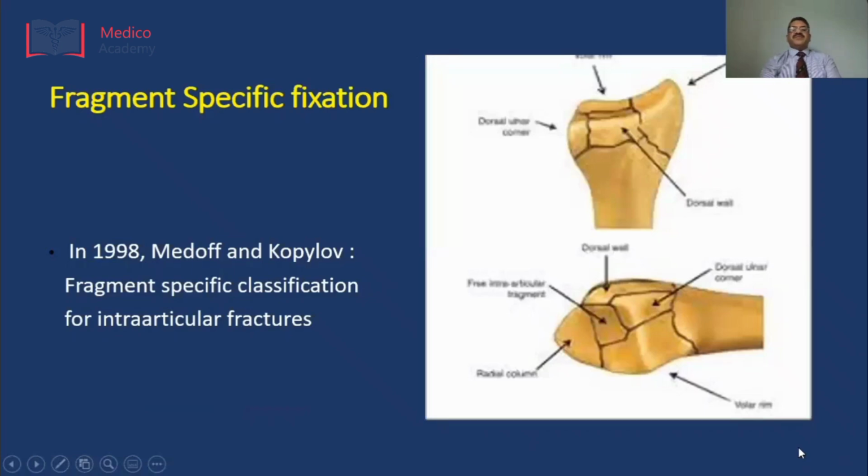Now, coming to fragment-specific fixation. In 1998, Medoff gave us the fragment-specific classification for intra-articular fractures, which is a very detailed classification describing various fragments such as the radial styloid fragment, the dorsal wall fragment, the dorsal ulnar corner, the volar rim fragment, and the central intra-articular loose-free fragment. Based on this, they came up with the classification and also a system of implants which would be required to treat each of these fragments when dealing with these types of comminuted fractures.